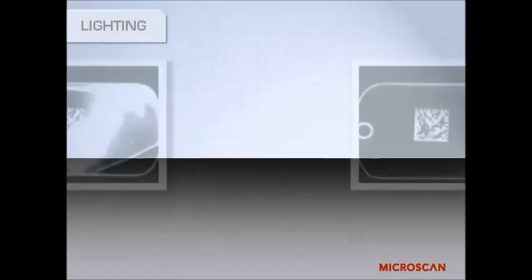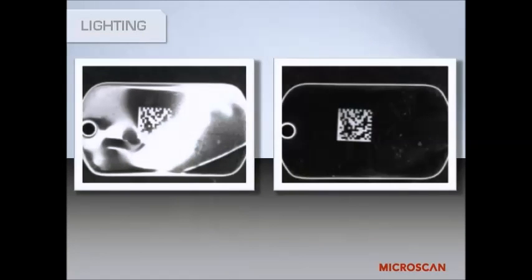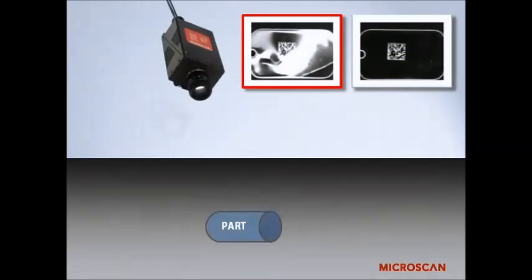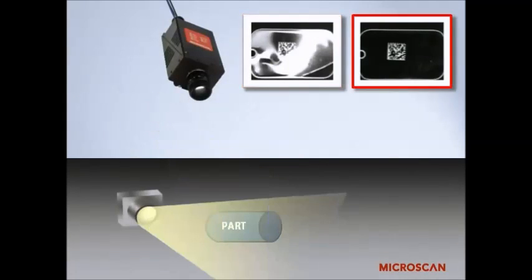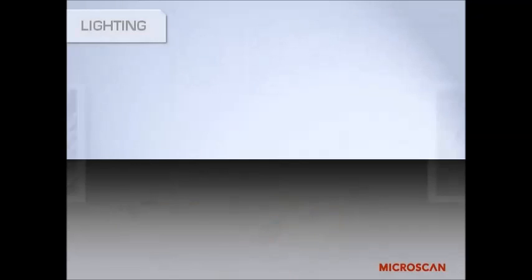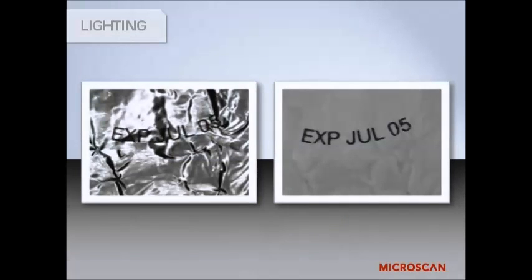Here's another instance where the position of the light impacts the image significantly. In these images, the same part is lit with the same light. On the left, the light is placed near the camera lens. In the image on the right, the light is positioned lower and closer to the part. This clearly makes a big difference in the way the data matrix code shows up, as well as the outline of the part.